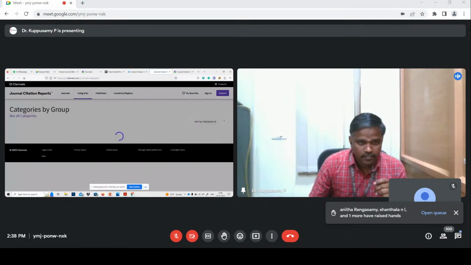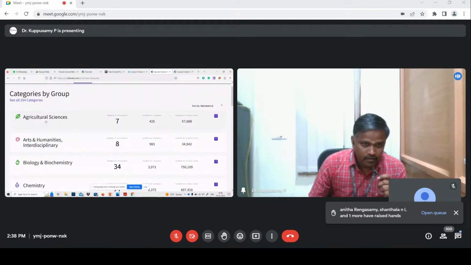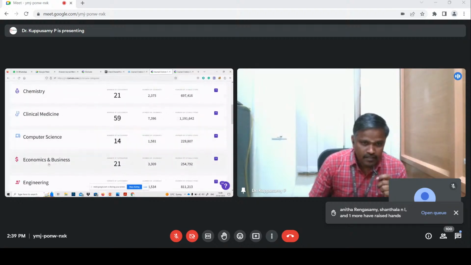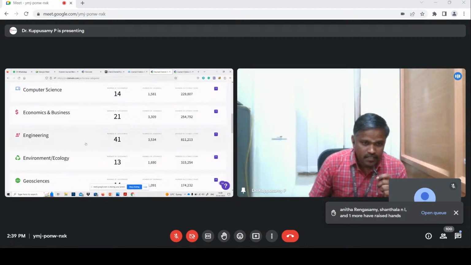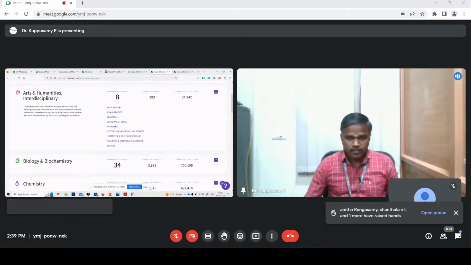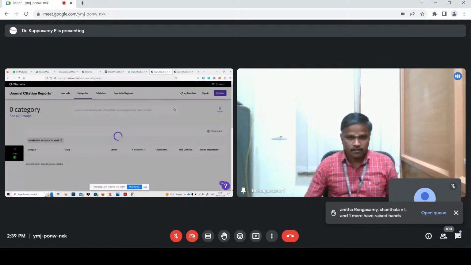So at the top of the page, category wise, you look at that, we are having agricultural sciences, arts and humanities, interdisciplinary journals, biology and biochemistry journals, chemistry, clinical medicine, computer science, economics and business, engineering, environment, geosciences, history and archaeology. So like this, we can select the journals based upon our requirement. Suppose if you want to select arts and humanities, you look at that, here also we are having so many subdivisions. Okay, so in these subdivisions we can select humanities and multidisciplinary.